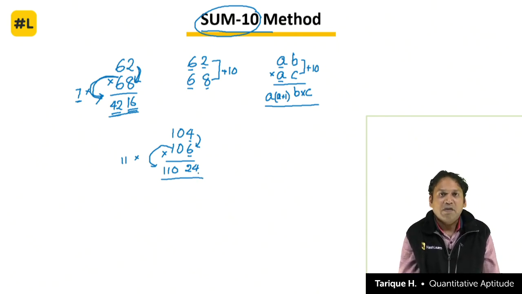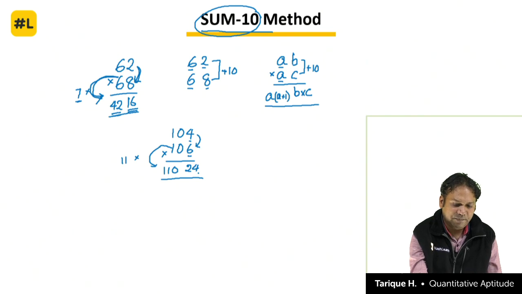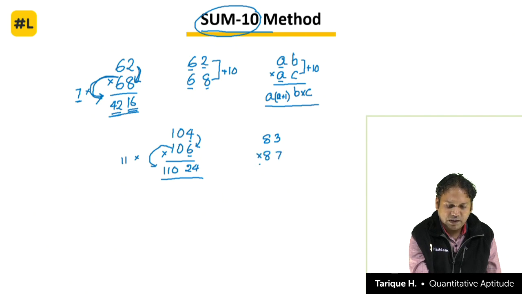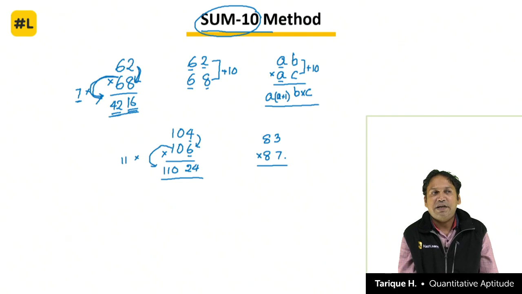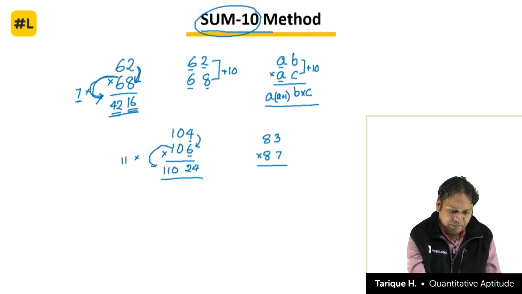11024, right? We can apply it for both 2-digit numbers as well as 3-digit numbers. Let's see one more example. What is 83 into 87? Can you calculate and tell me the answer? Calculate it, you can post the answer in the comment section.